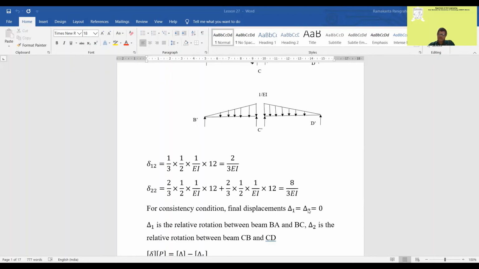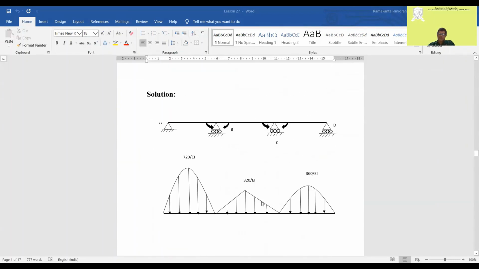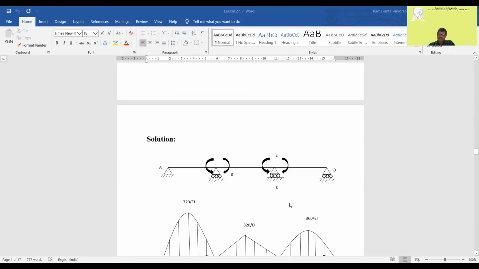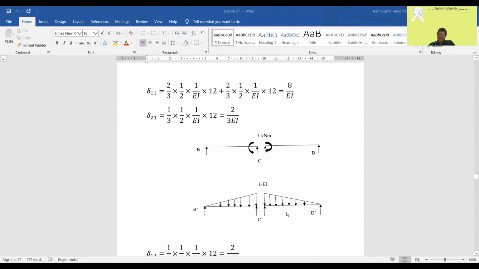Delta 1 is the relative rotation between AB and BC. Delta 2 is between CB and CD. Delta 1, delta 2 means, go to your problem. Delta 1 means the relative rotation between AB and BC. Delta 2 means the relative rotation between CB and CD. So that is 0. So nothing is given here. If some rotation is given, then only you can take that value.